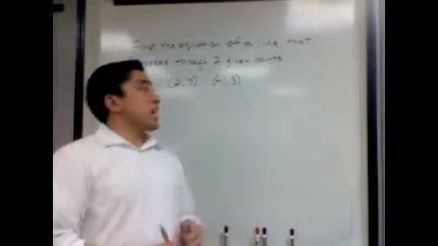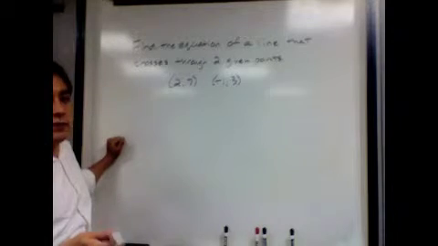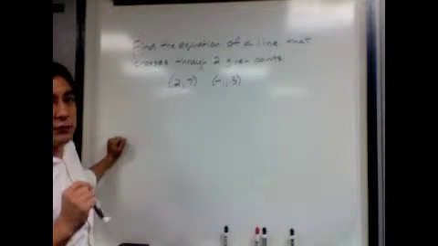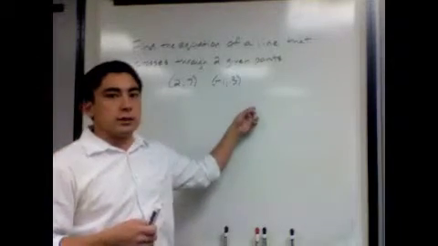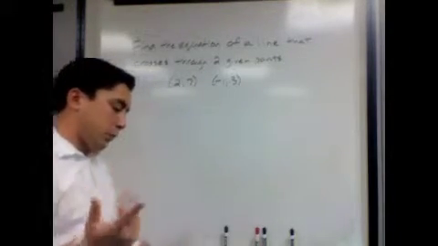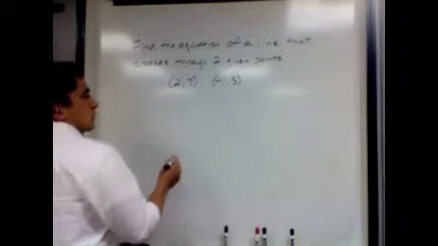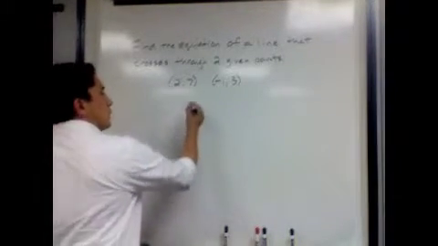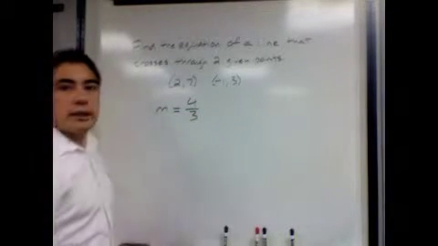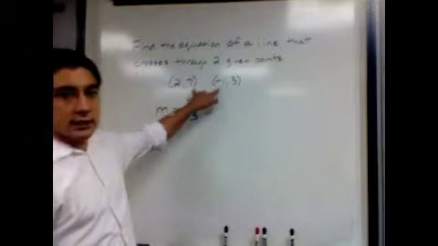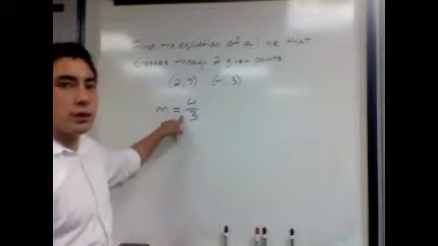Alright, so the next example that we have, the directions are find the equation of a line that crosses through 2 given points. So all we're given is 2 points, 2, 7, and negative 1, 3. So I'm using the same information from when we had just to find the slope. When we found the slope, if you recall, it was 4/3. I'm not going to do the work right now since we already did it. Remember, this is the info from the previous example. Our slope is 4/3. Okay?